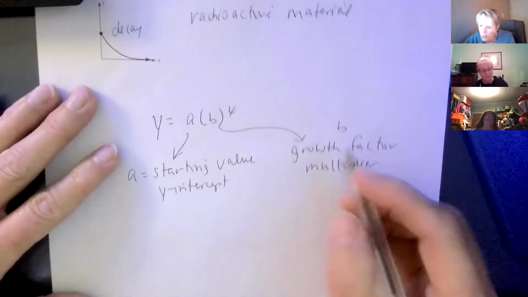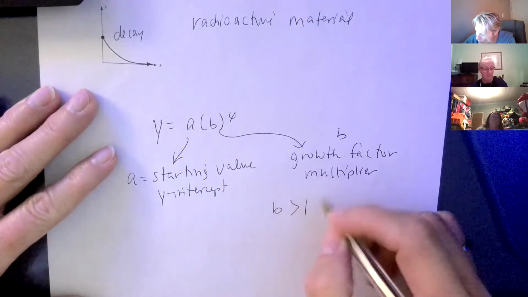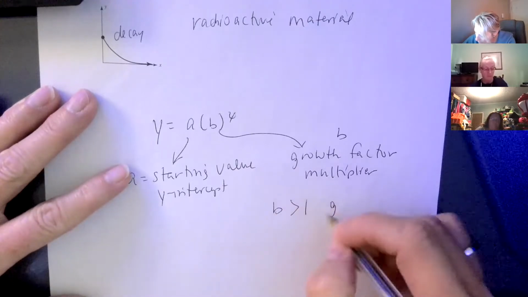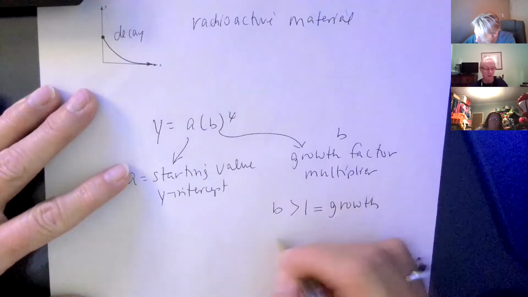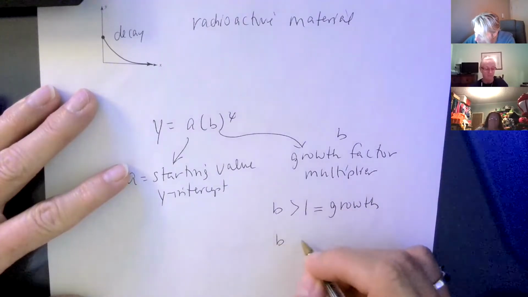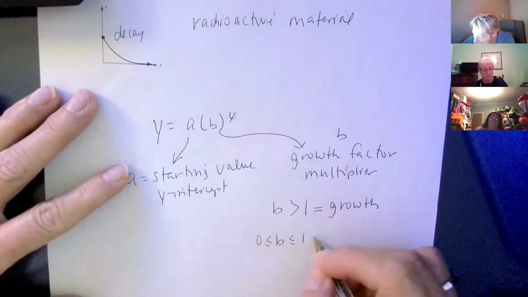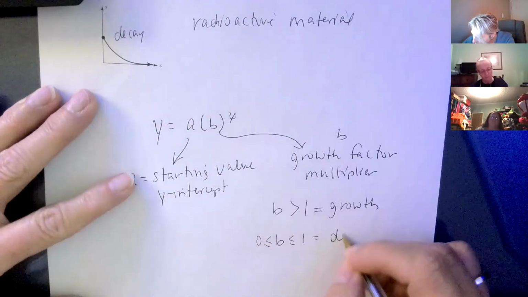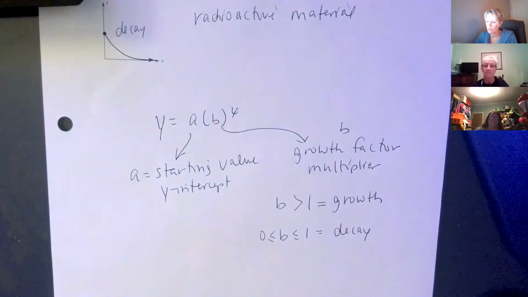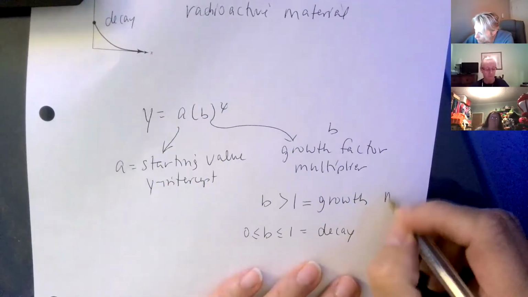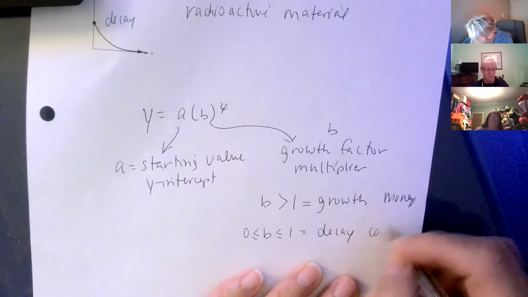One other thing that would be good for our note sheets to remember is B is going to be bigger than 1 when we have a growth situation. And B is going to be not negative, but between 0 and 1 when it's a decay situation. So we saw that with the coffee, right? So we could say growth is the money example and decay is the coffee example.